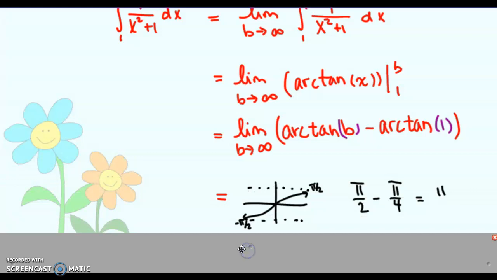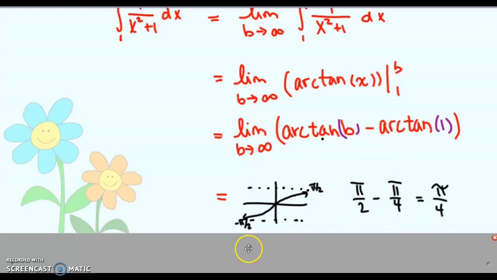So the arctan looks like this. We have a lower bound of negative pi halves for our range and an upper bound of pi halves for our range. So arctan, as we go out to infinity, is going to get closer and closer to pi halves. And the arctan of 1, of course, is where sine and cosine are the same value, and that's at pi fourths. So we've got pi fourths as our answer.